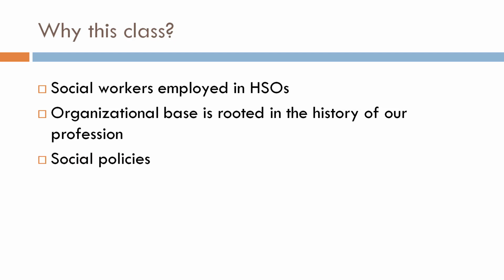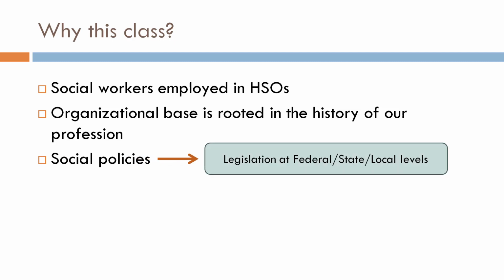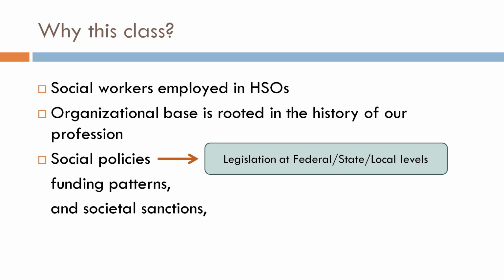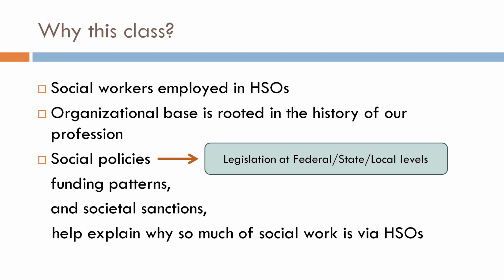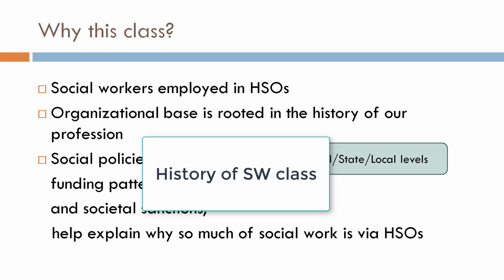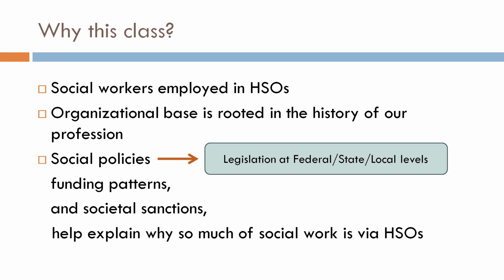When we look at social policies, whether that be in the form of federal, state, or local legislation, and the funding patterns of those policies, as well as societal sanctions, this can help explain why so much of our practice as social workers is done via human service organizations. So if you think back to the history of social work class, you can see, based on all of these policies, why social workers practice primarily via HSOs.